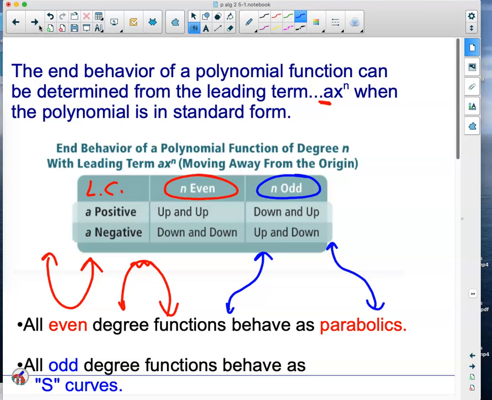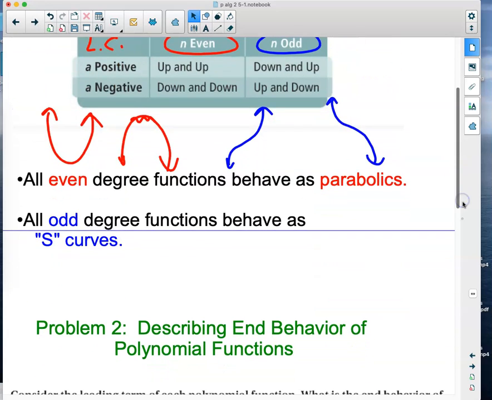So we have 4 little pieces here that, yes, we do usually just memorize. The up and up, down and down piece there. We memorize what is in the table here, which is what's the degree, and then positive or negative leading coefficient. So here's what this does. It summarizes what we had in the little chart. All even degree functions behave as parabolics. So that means overall their end behavior is going to be like a parabola. Doesn't mean that the stuff in the middle is going to look like a parabola. It means at the ends it'll look parabolic. And all odd degree functions behave as S-curves or snake-like curves.